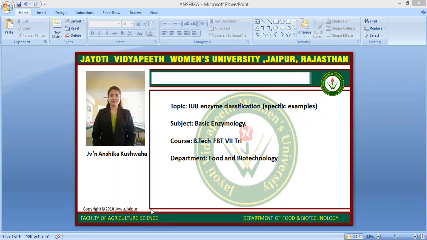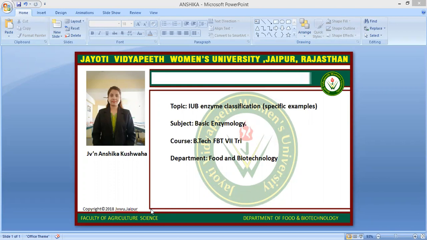The next class is hydrolases, which catalyze hydrolysis of a substrate by addition of water, and the general equation is A-X plus H2O, which gives a reversible reaction to X-OH plus HA. Examples are maltase, in which maltose is broken into 2 glucose, and lipase, in which lipid is broken down to fatty acid and glycerol.